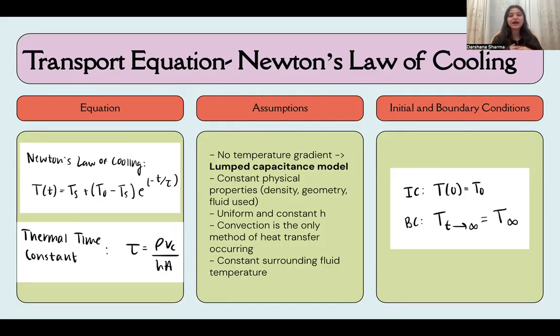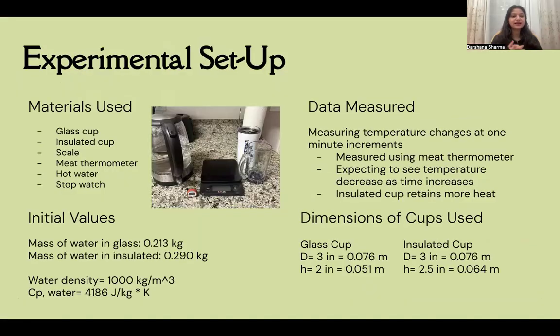My initial condition is that at time equals zero, the temperature is the initial temperature. And my boundary condition is that as time increases and approaches infinity, it's going to approach room temperature, which is T infinity. So the materials I use are a glass cup and an insulated cup, which I'm comparing the H values for, and I'm also using a scale, meat thermometer, boiling water, and a stopwatch. I'm measuring temperature changes at 1 minute increments. I'm expecting to see that temperature will decrease as time increases, as heat should be leaving the system.